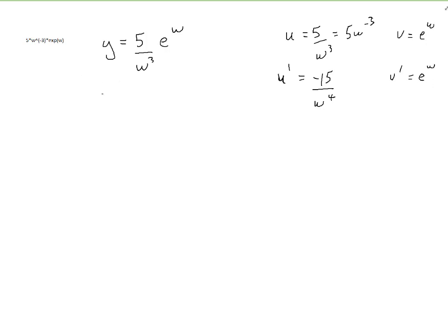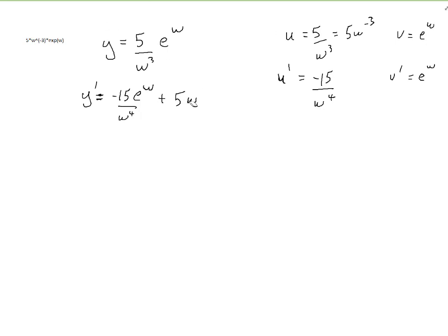Then you combine that using the usual rule here. So y dashed is equal to this one times this one. So -15 e to the power w over w to the power 4. It's hard to draw on the screen sometimes, it's small. And that's minus, that's this times this, and then this one plus 5 w to the power -3.